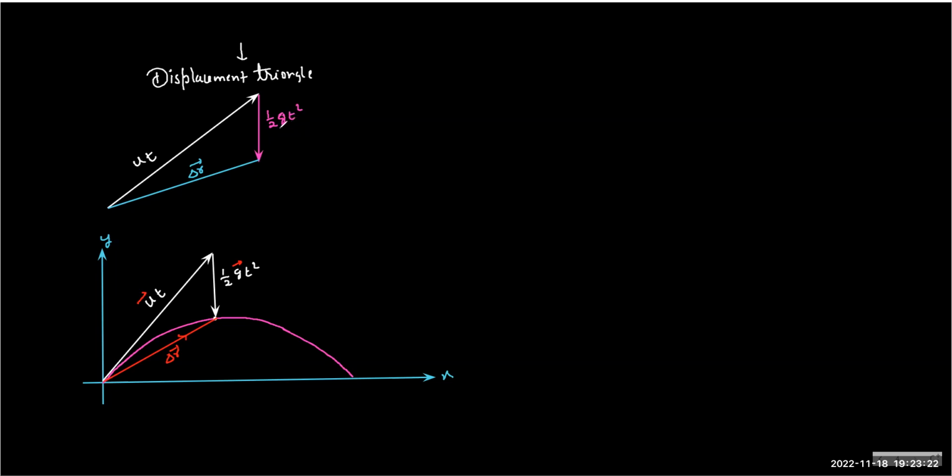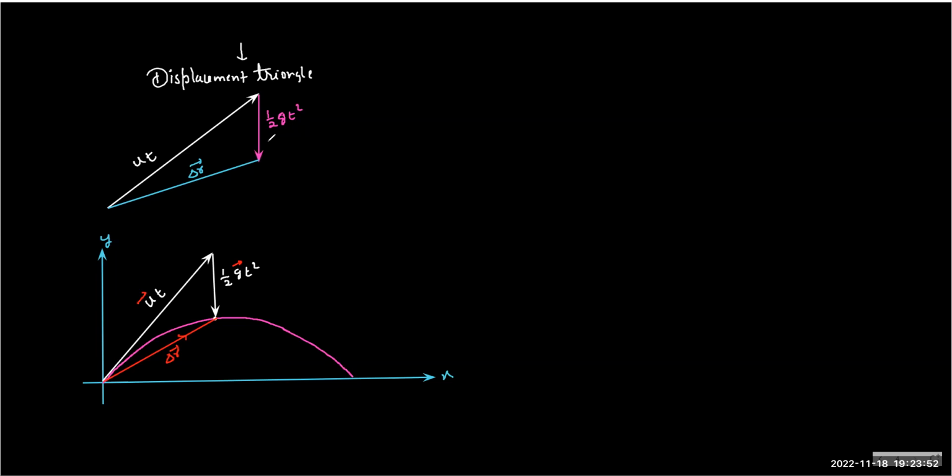And the good thing is, once you draw a triangle, you can use trigonometry to solve the question. That is the best way, because half gt square is representing the length of a side, and ut is representing the length of a side. Therefore, every time you have a triangle, you can just use the trigonometric relation to get back the remaining side or the angle or whatever you want.